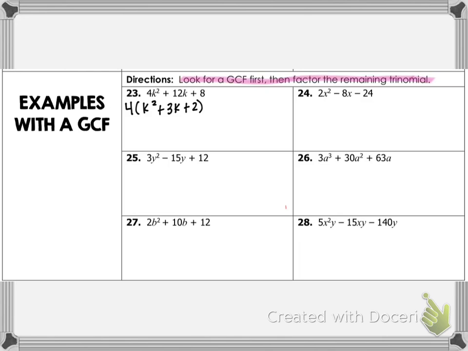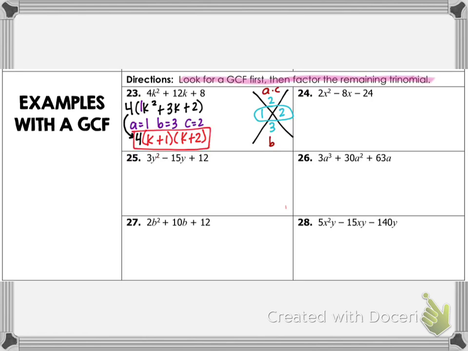So we're going to take out a 4, and then we're going to label A, B, and C. A, B, and C, ignore the 4. What's your A? 1, B, 3, C, 2. We do the same thing now. We have to multiply to 2 and add to 3. So 1 times 2 is 2, and 1 plus 2 is 3. So now we can say k plus 1, k plus 2. And the GCF has to go in front of it. That 4, you need to bring that down, and that's part of your answer, just like the last notes that we did.